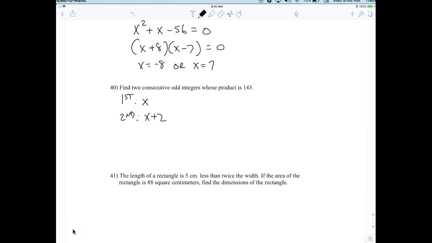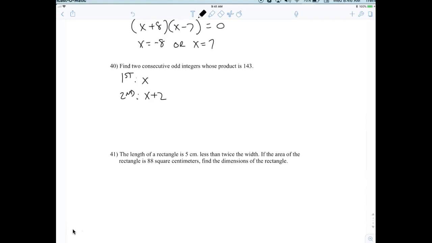All right? So now, what does this mean? Whose product? Multiply them together. So X times X plus 2 has to equal 143. After you distribute, because you haven't made it a quadratic yet. So from there, X squared plus 2X equals 143. And if you want to do that in the same step, that's okay. So it would be X squared plus 2X minus 143 equals 0.